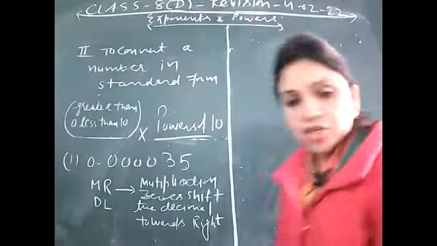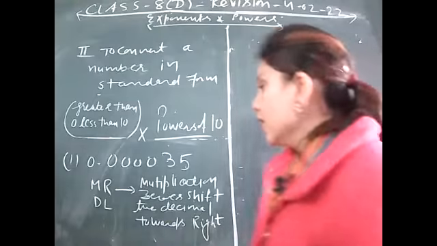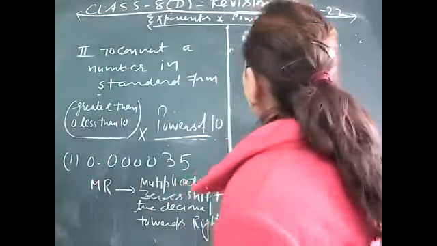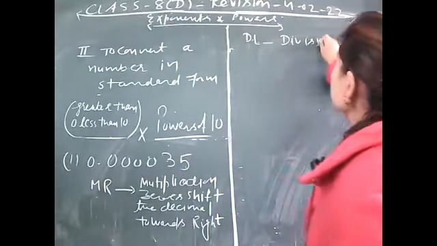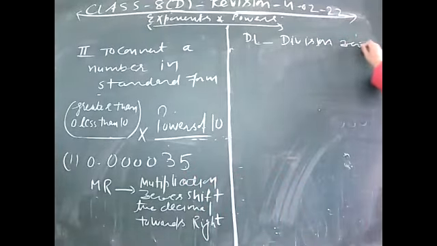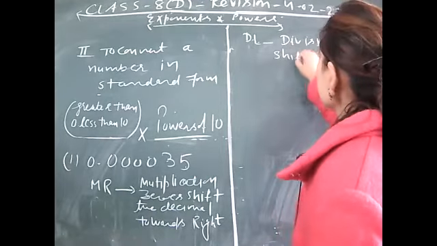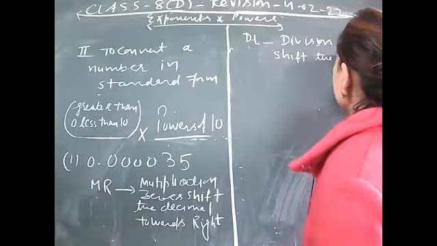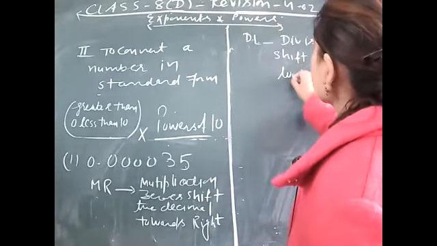Multiplication zeros shift the decimal towards the right. MR का मतलब हमने ये सीखा था. And what is the meaning of DL? DL means division zeros. Division zeros shift the decimal towards left.